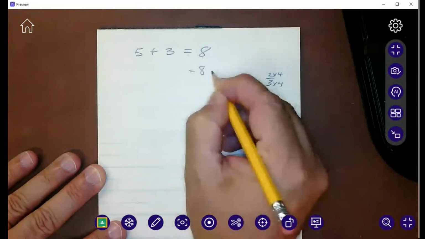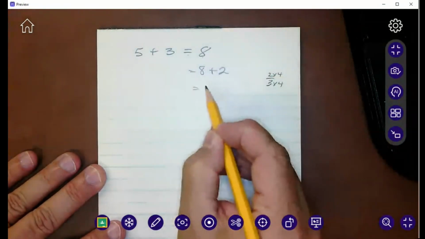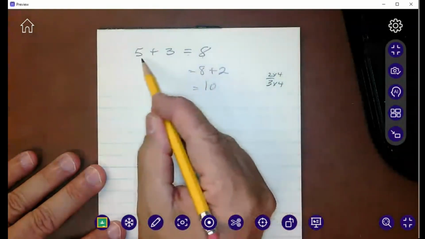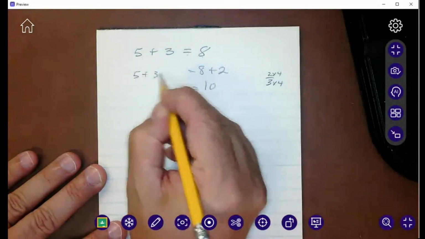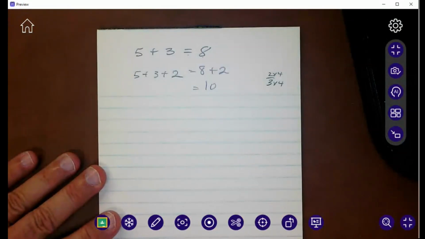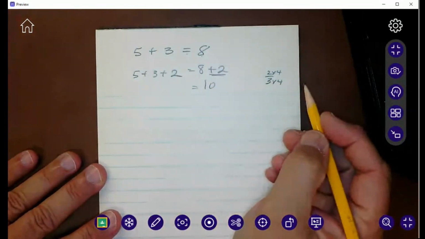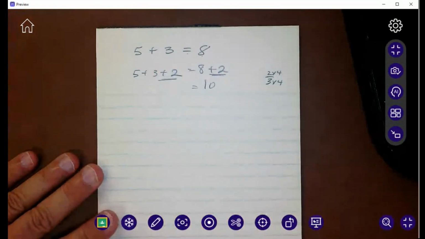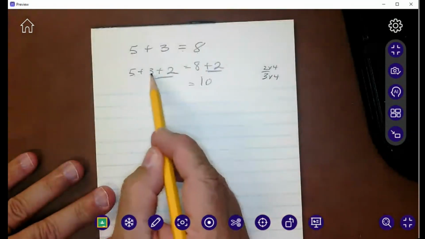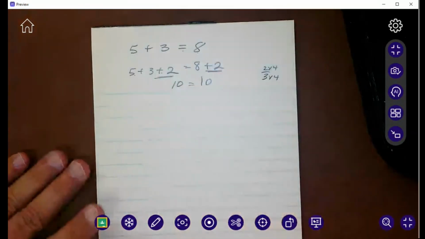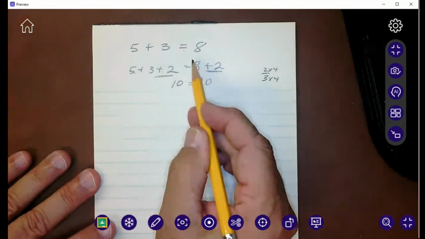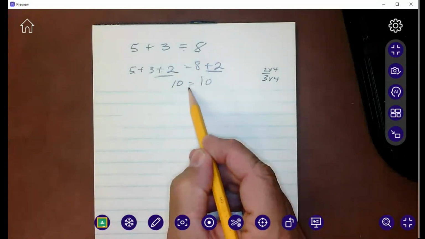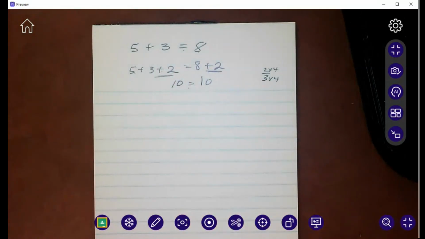So let's say if I take the 8 and I add 2, this is now 10, but this is not. So since I added 2 over here, I have to add 2 over there. Whatever I do on one side of an equation, I must do the exact same thing on the other side of the equation. 5 plus 3 plus 2 is 10. I have not changed the equality. Yes, the values are different on each side of the equation, but I have not changed the equality. Both sides are still equal to each other.